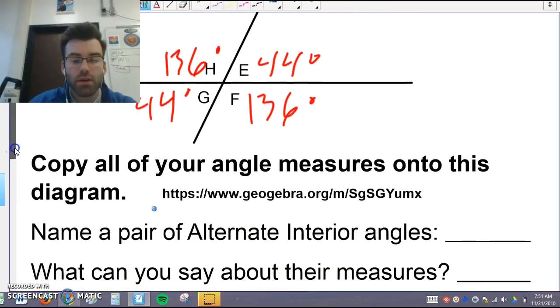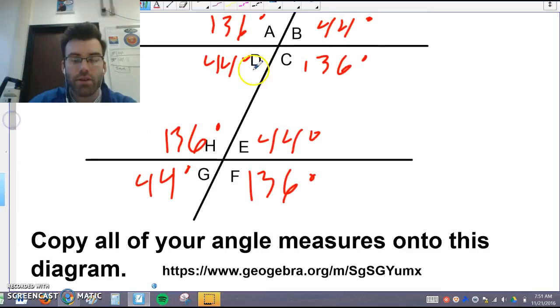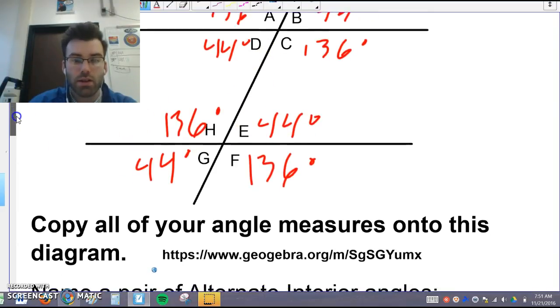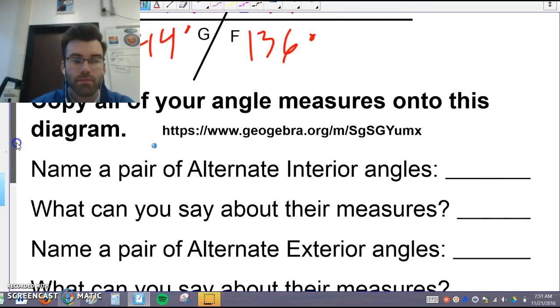So name a pair of alternate interior angles. A pair of alternate interior angles alternate on the side of our transversal. So a pair would be D and E. Another pair would be C and H. I want you to complete this. Why don't you pause the video here and try to fill out the table, and then we can go back and check your answers. Seriously, pause it.